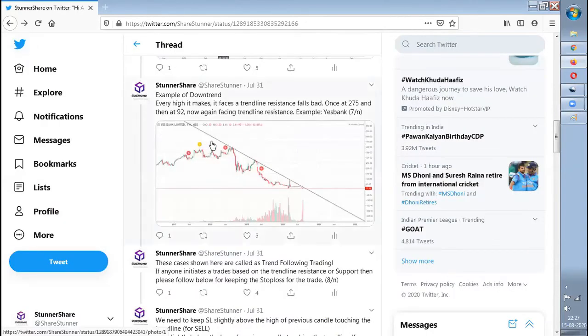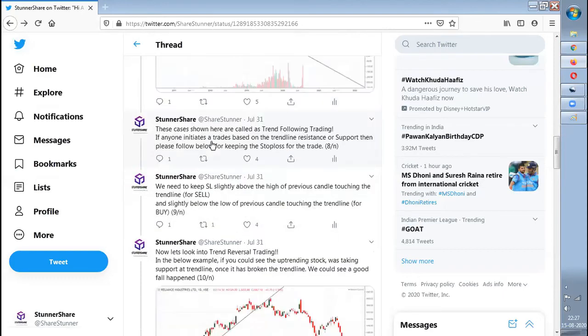So in these cases, we have been having trend following trading. For example, Reliance was an uptrend or bullish trend following case, or the support trend line case, and S-Bank is a bearish trend, downtrend, or a resistance trend line case. If anyone initiates a trade based on the trend line resistance or support, then please follow the below for keeping the stop loss for the trade. Now, you know where the trend line resistance is, you know where the trend line support is. Now you need to know where we need to enter and where we need to keep a stop loss. So that is what I'm going to cover now.